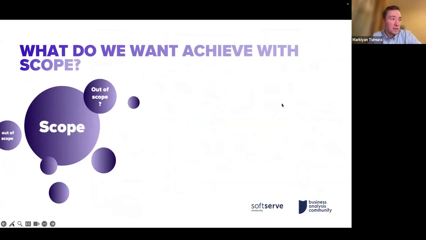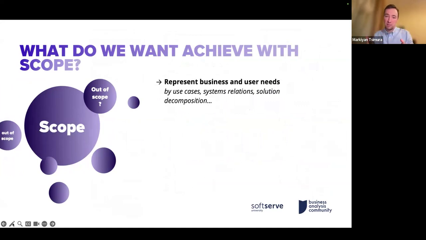When you elicit requirements, then analyze them, and then model them, you do this in order to represent business and user needs. That's why you have those use cases, system relations, solution decomposition, and plenty of other techniques. That is one of the key benefits the solution scope can give you: representing business and user needs. Then you visualize them from different standpoints. That's why we are going to explain the requirements architecture today, because it helps you look at your solution from different standpoints and satisfy your stakeholders and their requirements.